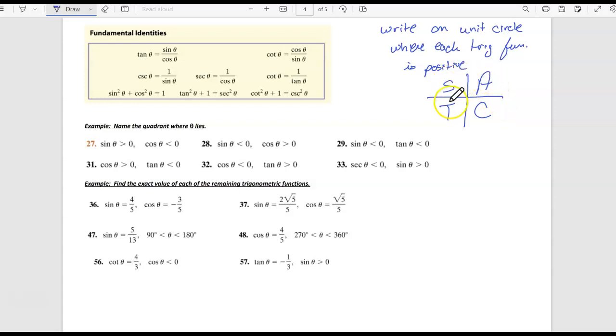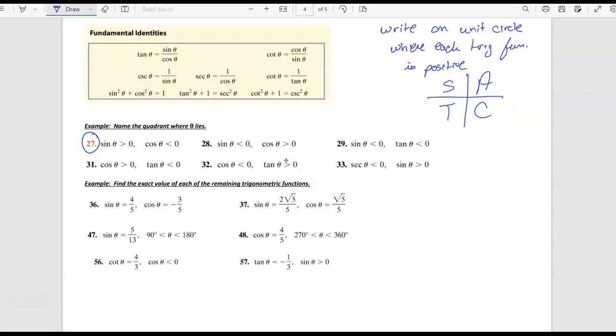Some people say all students take calculus. Whatever you need to memorize it, find a way to memorize that. That way you know what's positive in which quadrants. And we're going to use that idea to answer some of these questions. Let's look at a few of these.